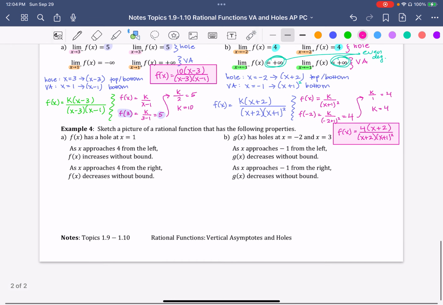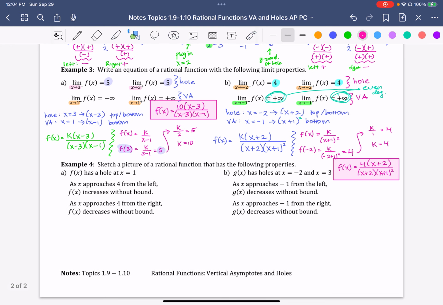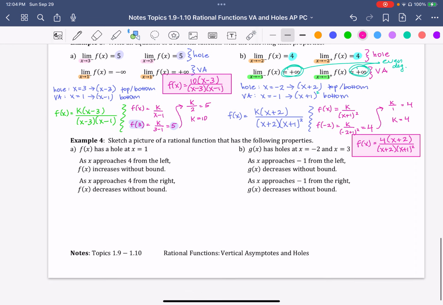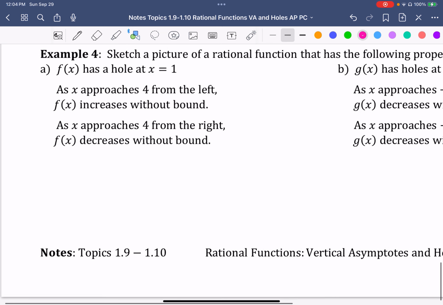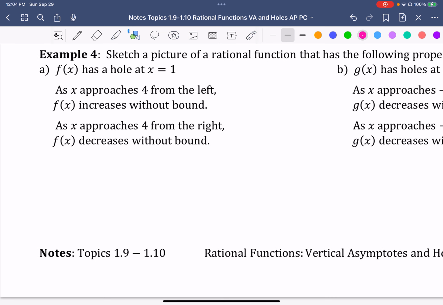All right, 2 more examples. We're going to be sketching a picture of a rational function with the following properties. f of x has a hole at x equals 1, and as x approaches 4 from the left, f of x increases without bound, and as x approaches 4 from the right, f of x decreases without bound.